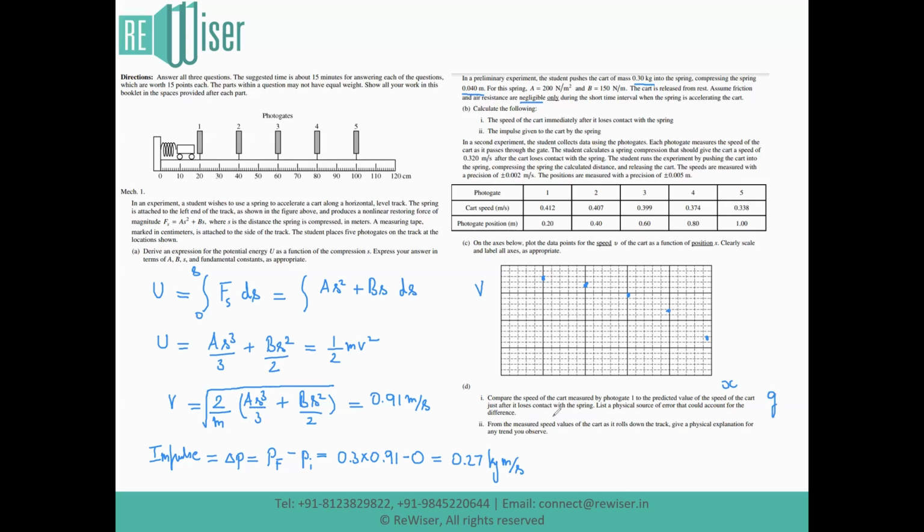Moving on to part 2. From the measured speed values of the cart as it rolls down the track, give a physical explanation for any trend you observe. We understand that the velocity keeps on decreasing, which is an indication that while there is no friction between the cart and the surface, at least in the interval provided, there could be friction within the axles. The slope of the track could also be another factor for the trend of decreasing velocity, or deceleration, that we observe. So this concludes the solution to our question.